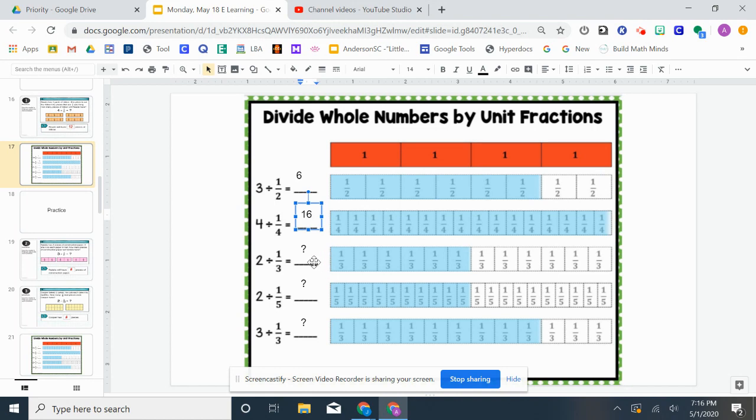You're going to finish these last 3 models by counting up to see how many 1/3 size pieces will fit into 2 wholes, how many 1/5 size pieces will fit into 2 wholes, and how many 1/3 size pieces will fit into 3 wholes. Remember to take your time and do your best.